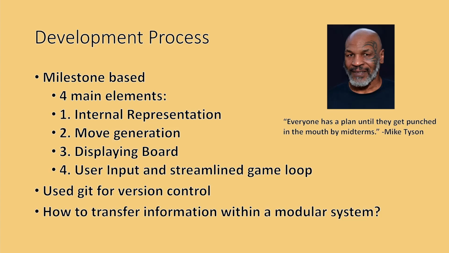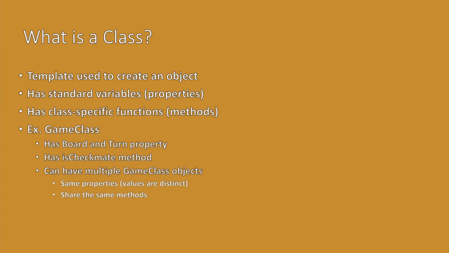So I opted to go with a class-based approach, which led me to explain what is a class. Well, basically it's a template to create a specific sort of data structure. So every class has a set of standard variables called properties and a set of functions that are specific to it called methods. So the game class that I ended up building, as an example, had board and turn properties that would store what the board looked like and whose turn it is, respectively. It also had an isCheckmate method, so when this function gets called, it looks at the current board state and determines whether or not there's a checkmate there, which we saw a little bit earlier.